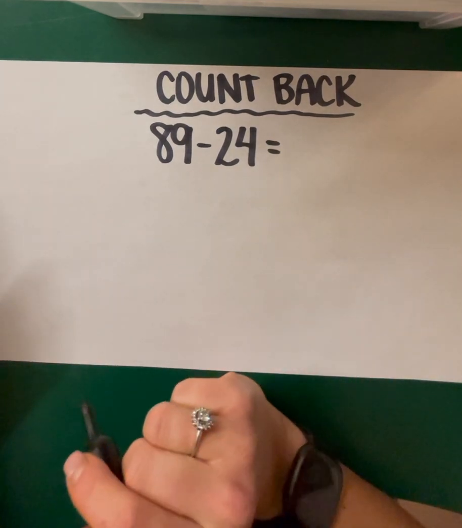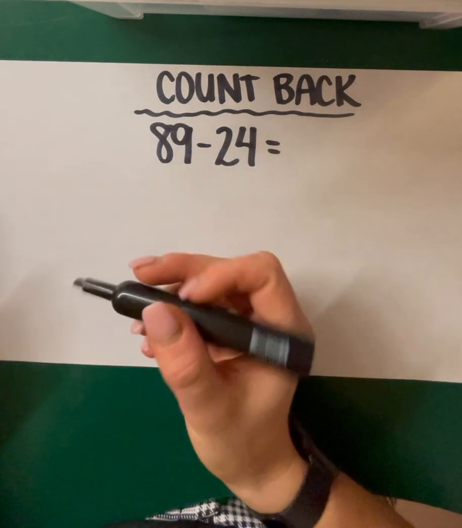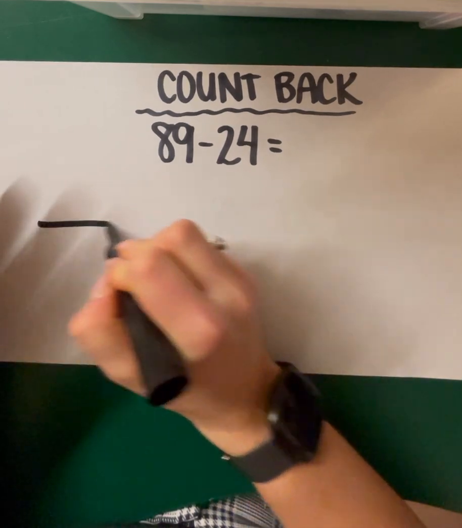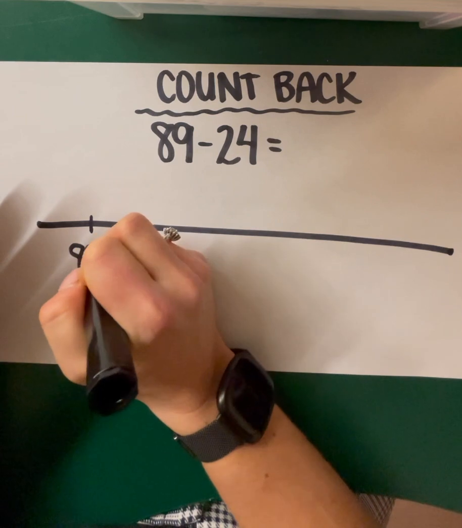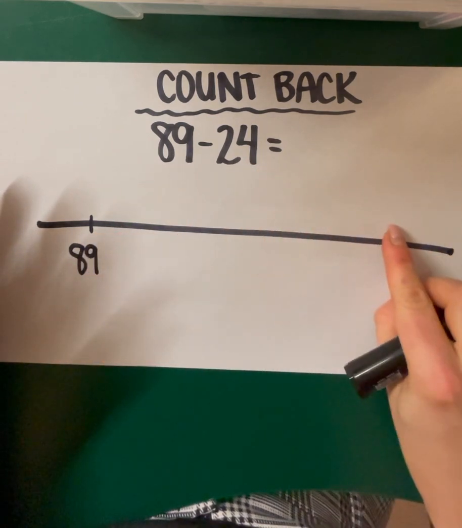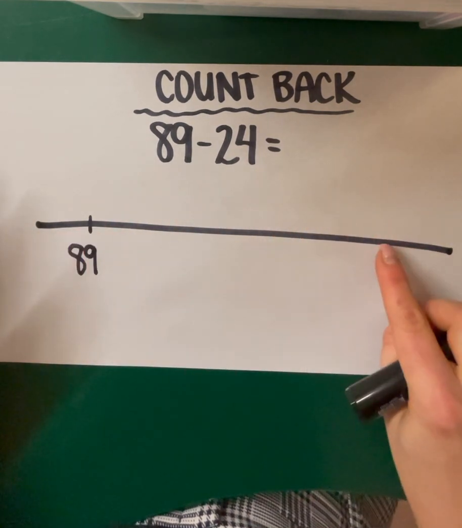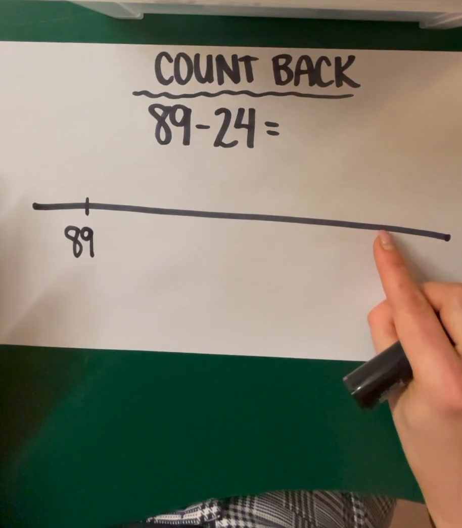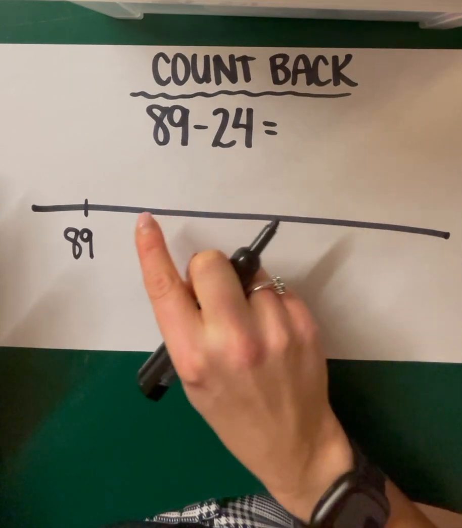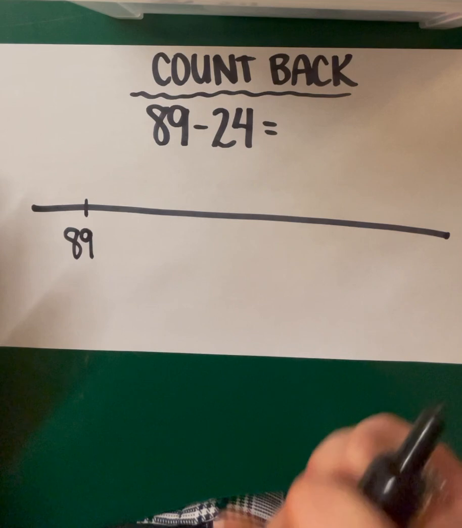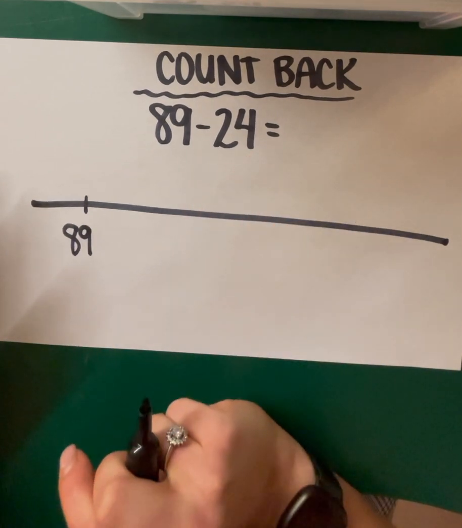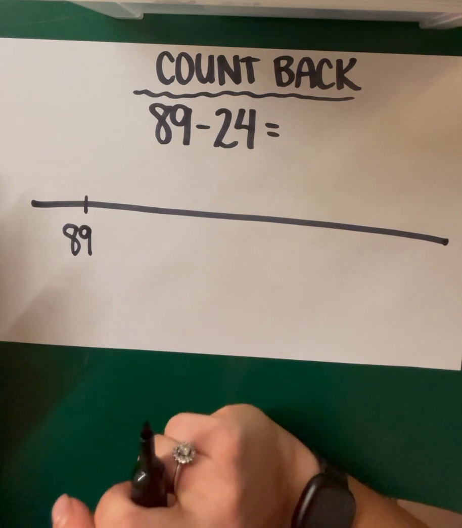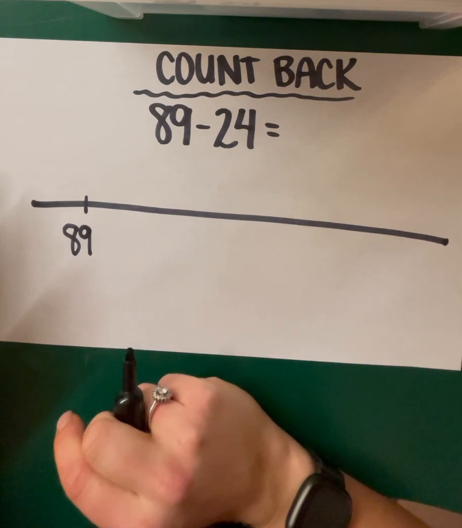What I can also do though, is start with our 89. So I'm going to use an open number line again. I'm going to start with 89. And instead of plotting 24, which is pretty far away from 89, and figuring out all the jumps in between, this time I'm simply going to jump back 24. So again, thinking about those friendly numbers.